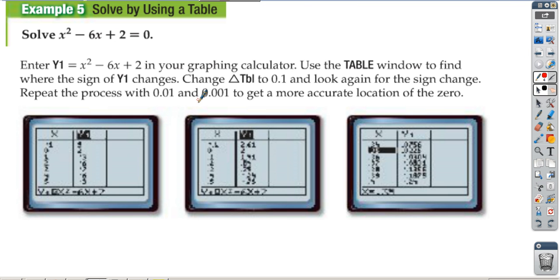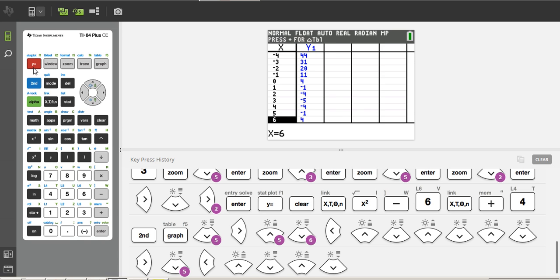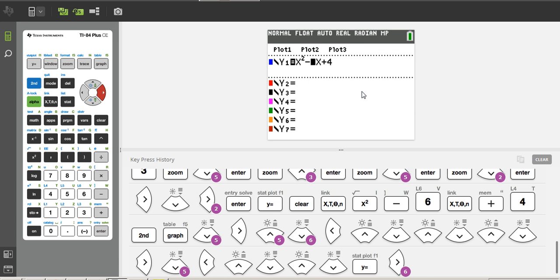Okay, how do we solve things using a table? So let's graph this one, x squared minus 6x plus 2. We have almost the same thing as the last equation, we just changed that to plus 2. How can we solve this using a table?